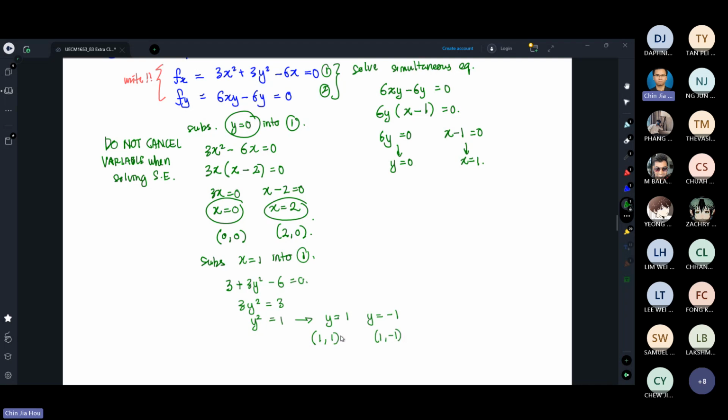So how many critical points do we actually have? Let me highlight them. This, this, this, and this. They are all legit. So we have 4 critical points. Then we come to the part where you need to use the D formula. Now, before I continue, any question regarding this?